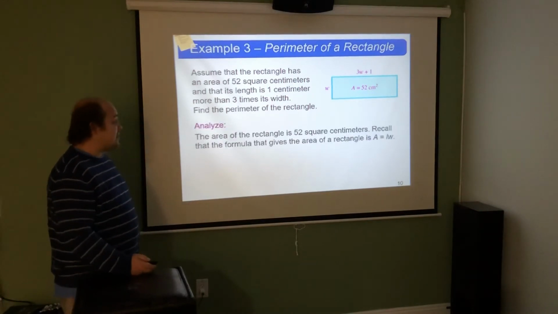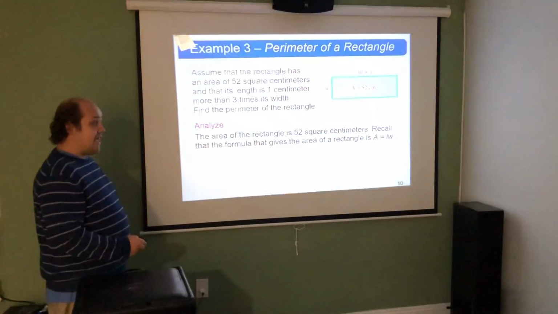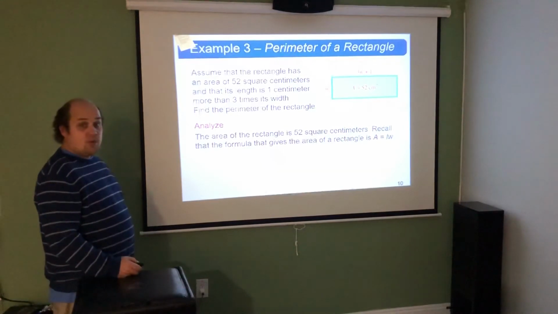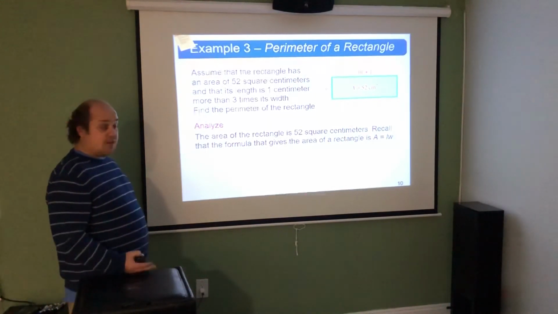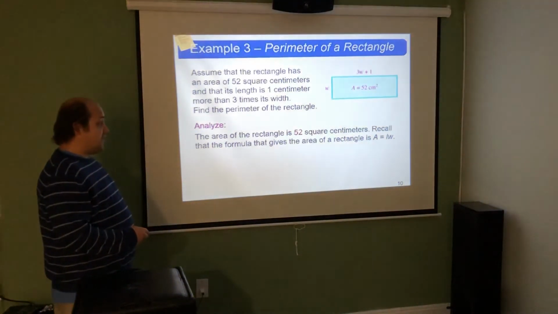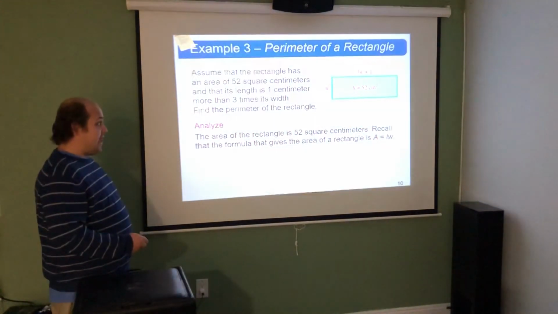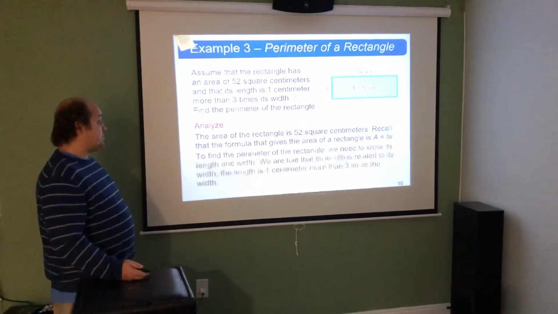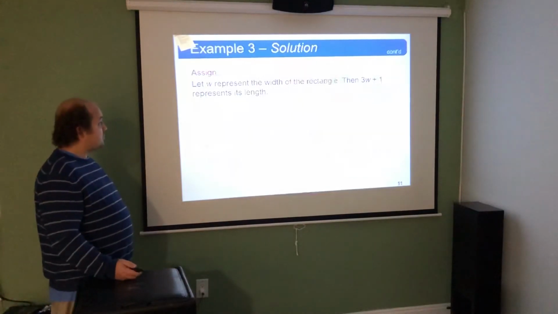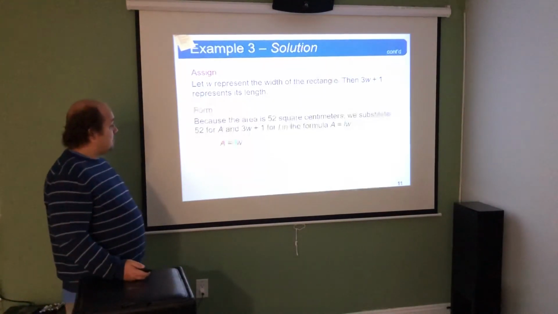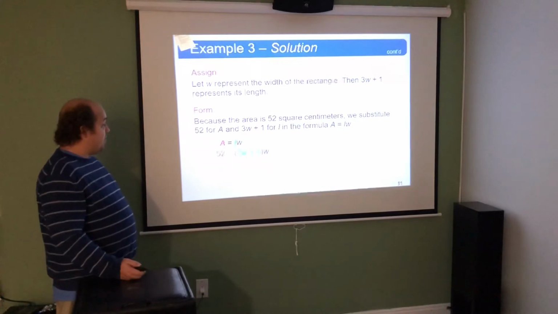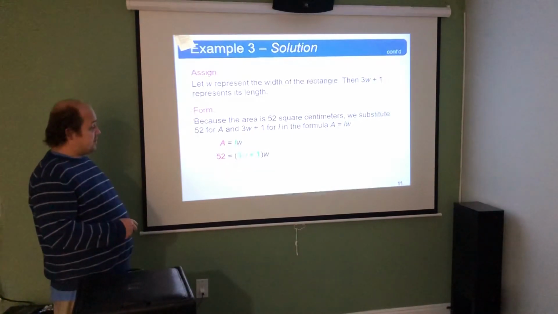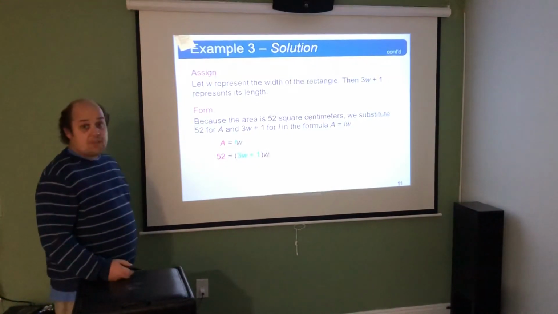What this allows us to do is use the formula A equals L times W and get it in terms of a single variable. So this 52 is the area that goes in for A. Width can just stay as a W. Length, I'm going to plug in this length formula of 3W plus 1. What that means is our formula becomes 52 equals 3W plus 1 times W.